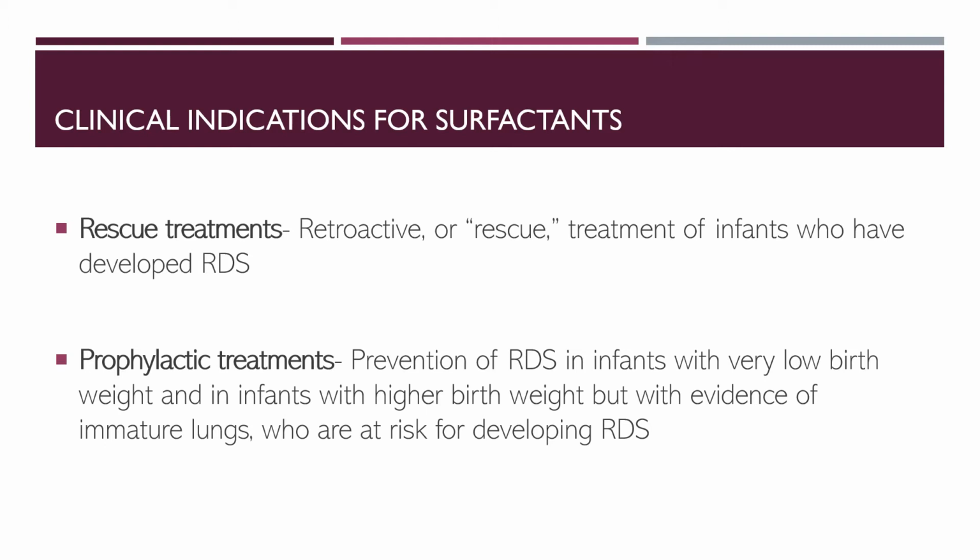Surfactant production begins around the 20-week mark of gestation and peaks around 35 weeks. Infants that are born prematurely or with immature lungs will usually develop respiratory distress syndrome or be at risk for developing respiratory distress syndrome.